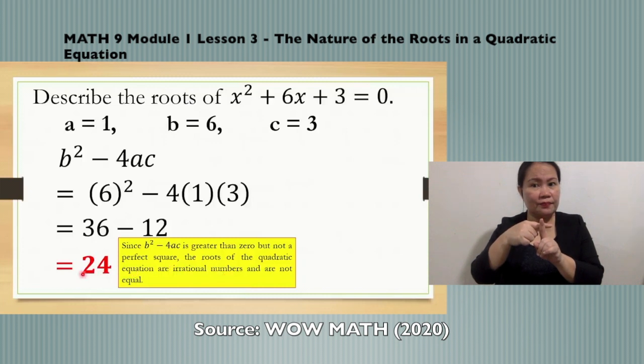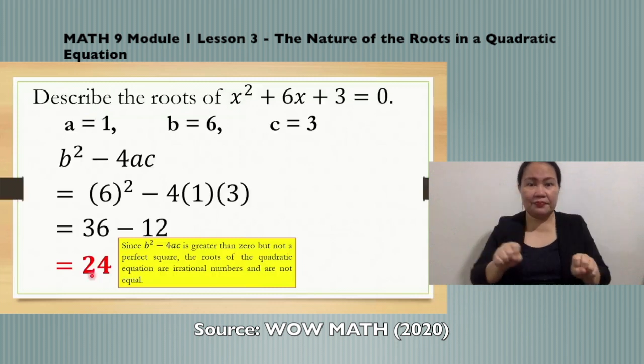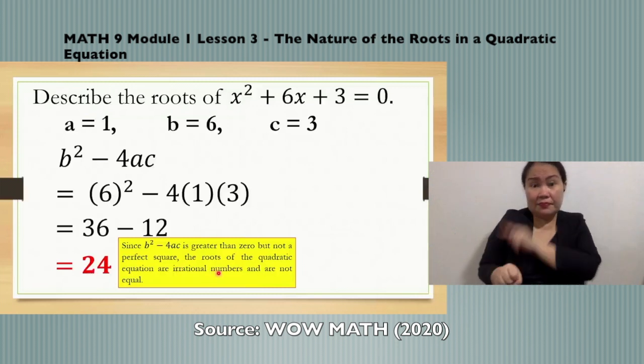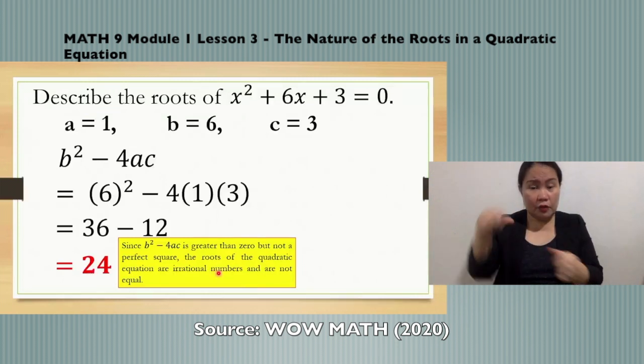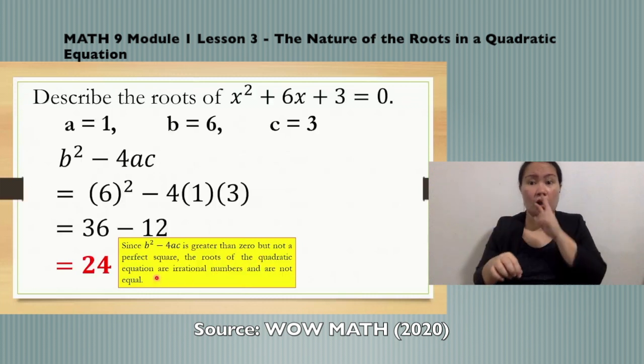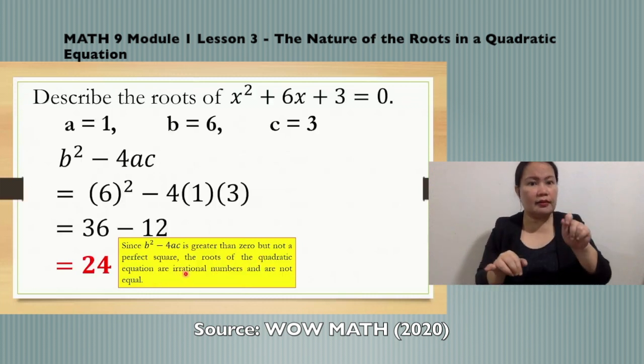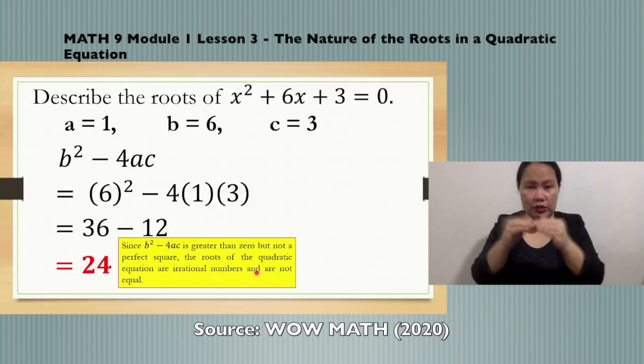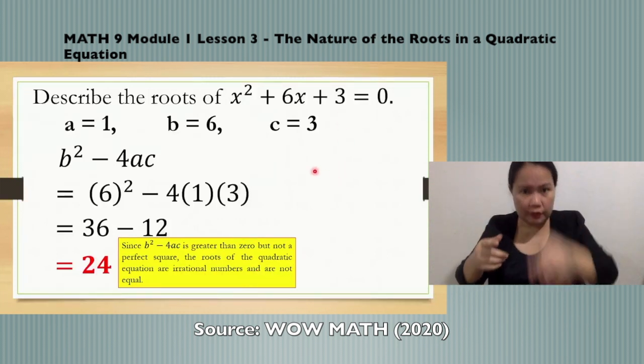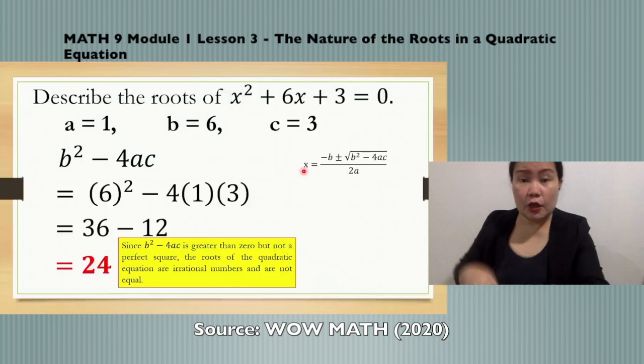Okay? But this is not a perfect square. So the nature of the roots or solutions of the quadratic equation are irrational numbers and they are not equal. Okay? Let us prove using the quadratic formula.